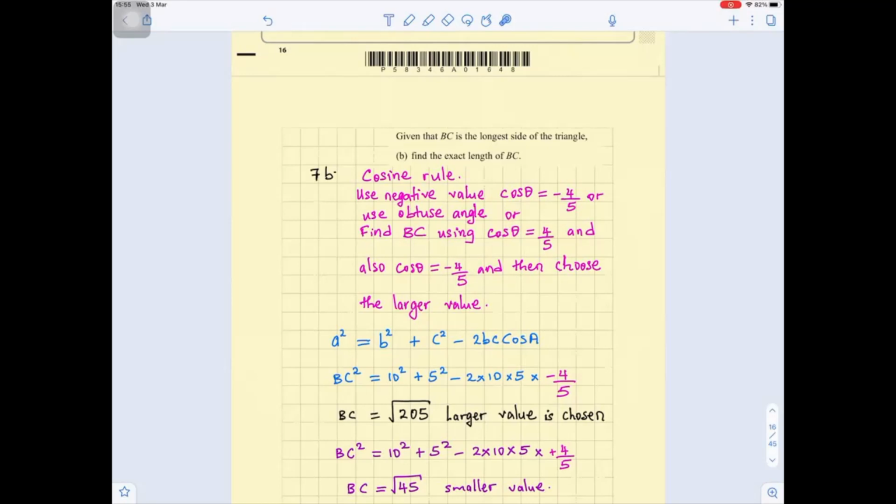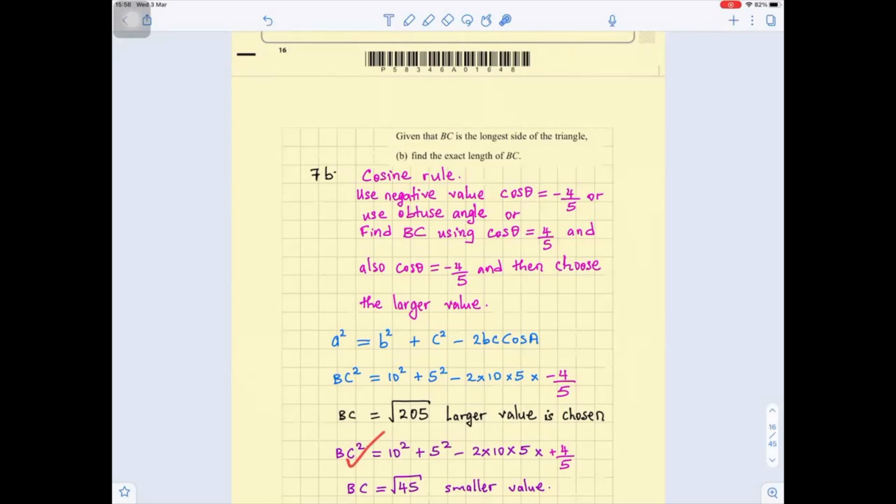Let's do it. We have the cosine rule written down: a squared equals b squared plus c squared minus 2bc cos A. So BC squared is 10 squared plus 5 squared minus 2 times 10 times 5 times, we're using the minus version of cos theta. So that means BC would be square root of 205. And so we say the larger value is chosen.